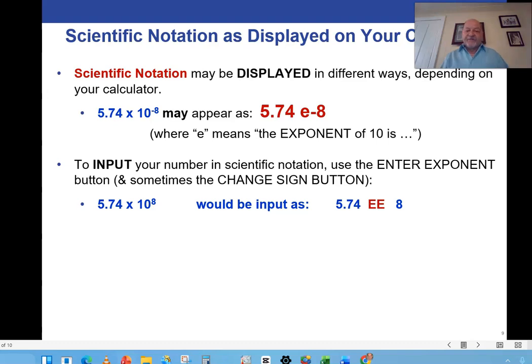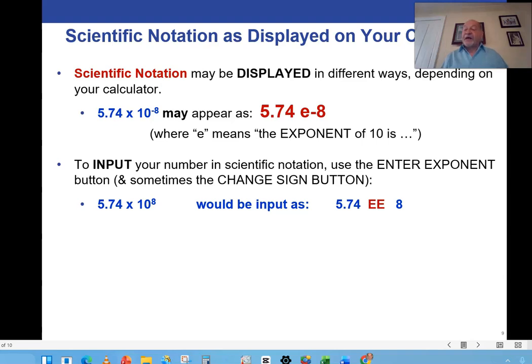Now remember, you're going to have to find your particular enter exponent button and your particular change sign button. I'm going to represent the enter exponent button as EE, and the change sign button as plus/minus. But on your calculator, you may have different versions of both of these buttons. And we're going to go through different versions of 5.74 times 10 to the 8. Sometimes the 5.74 will be negative, that is, the whole number will be a negative number. Sometimes the power of 10 will be a negative value, in this case 8, and sometimes both.